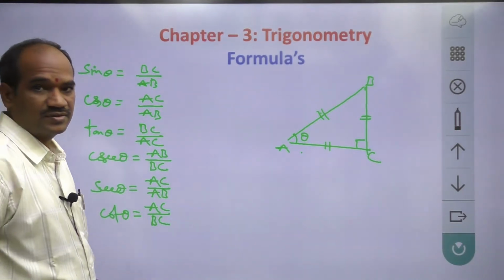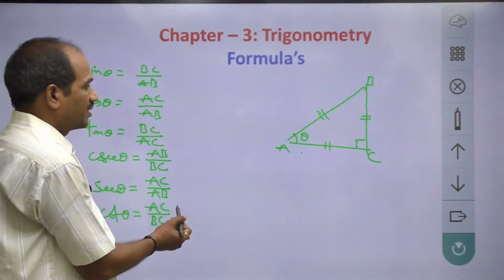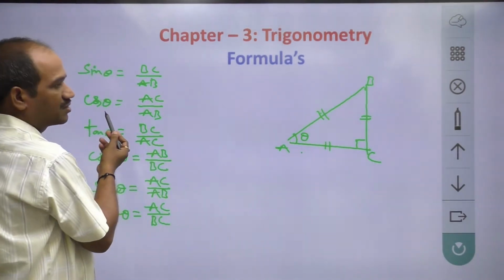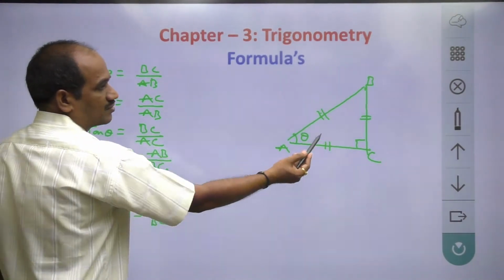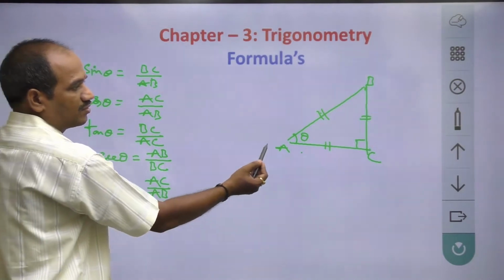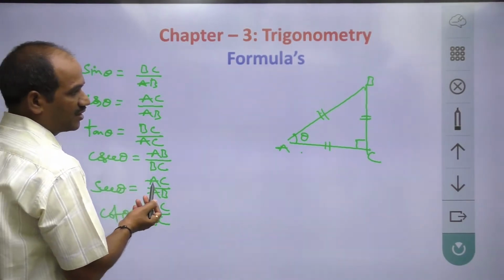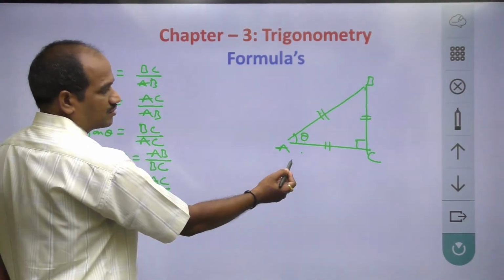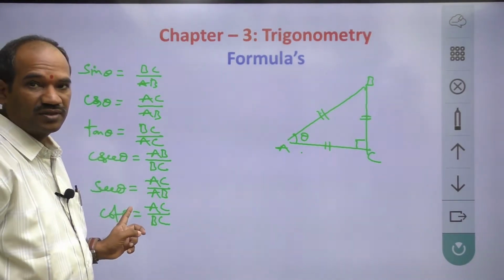Trigonometric ratios are 6 ratios. Sin theta is opposite side by hypotenuse. Cos theta is adjacent side by hypotenuse. Tan theta is opposite side by adjacent side. Cosecant theta is hypotenuse by opposite side. Secant theta is hypotenuse by adjacent side. Cot theta is adjacent side by opposite side. These are the 6 trigonometric ratios.